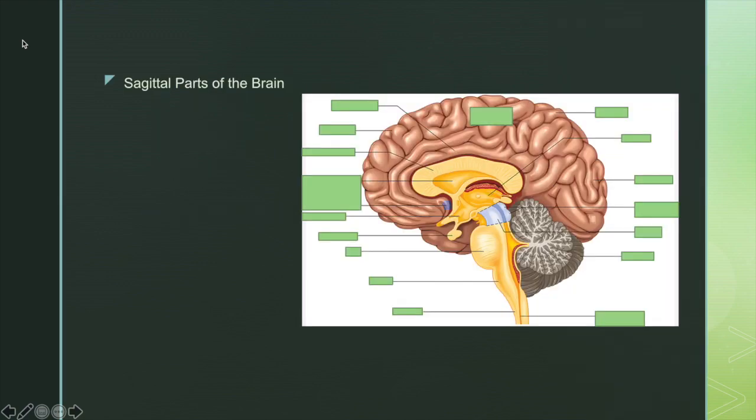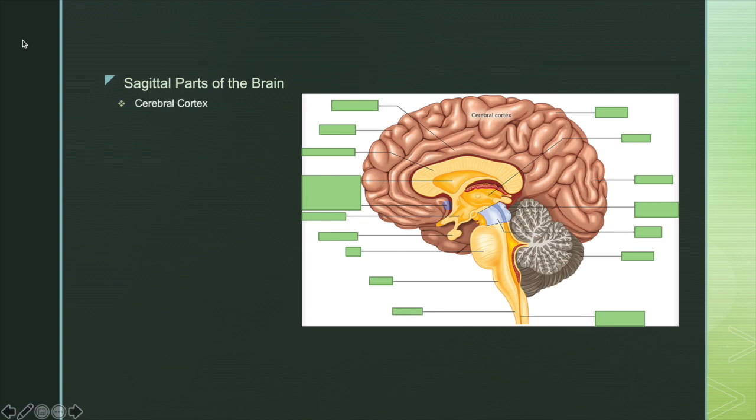Here is the sagittal view of the brain. It is like a cross-section viewing the brain from the side. This allows us to see many different important parts of the brain. We're going to start from the top of the brain and work our way down to the spinal cord.